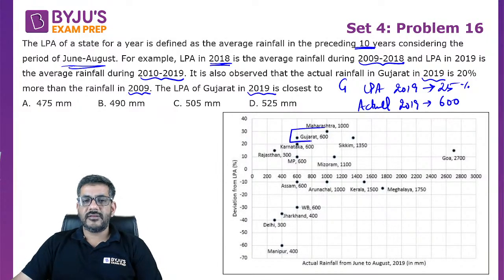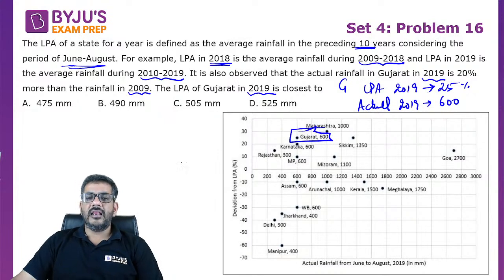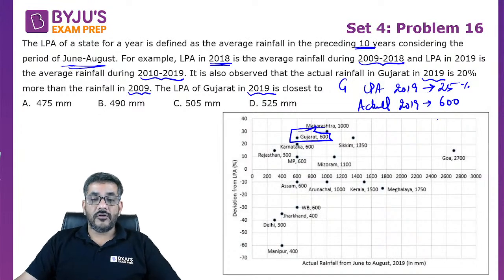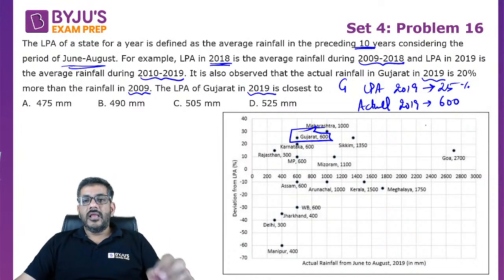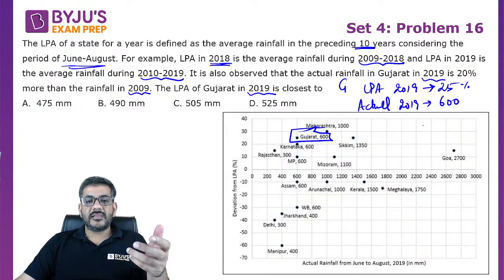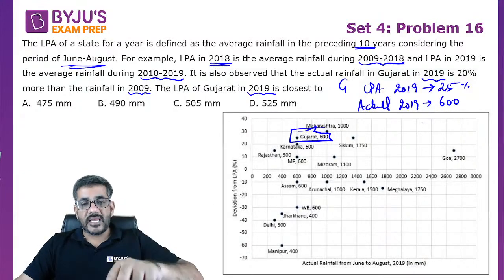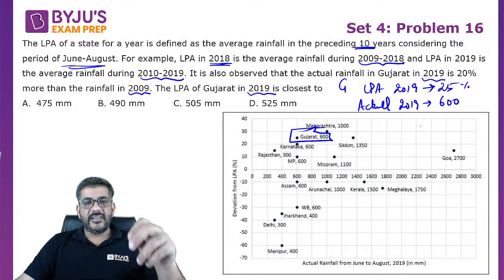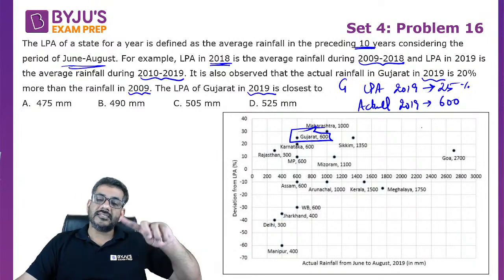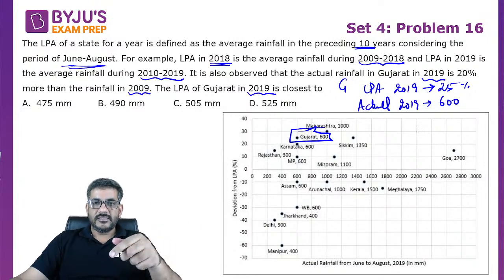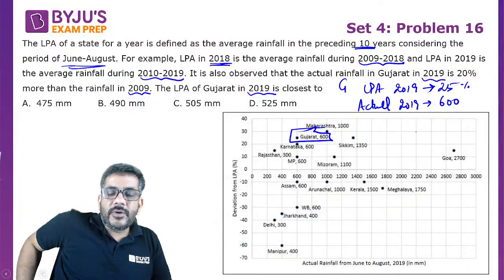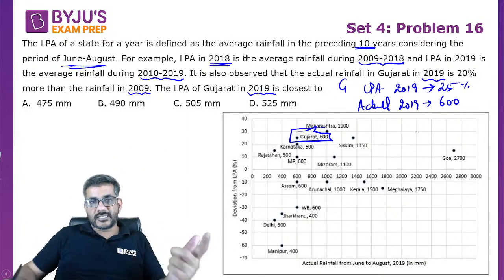यहाँ पर देखिए जरा एक बार. Gujarat has an LPA of 25% and an actual rainfall of 600 mm. LPA of 25% का क्या मतलब है? It is telling you that this LPA is 25% more than the last year's rainfall. This 600 rainfall is 25% more than the last year's rainfall.